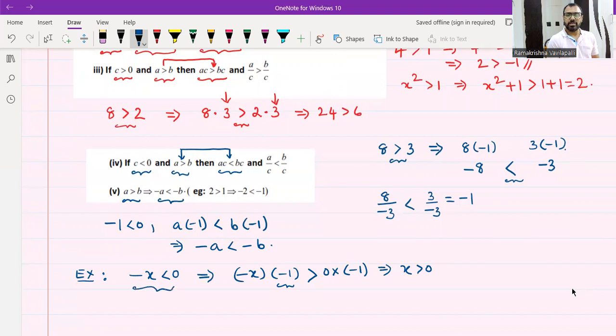So these two statements are the same. Minus x less than 0 is the same as x greater than 0. Or if we say that minus x less than or equal to 0, this is nothing but you can say x greater than or equal to 0. Both are the same. Next, a few more properties of inequalities are left that I am going to discuss now.